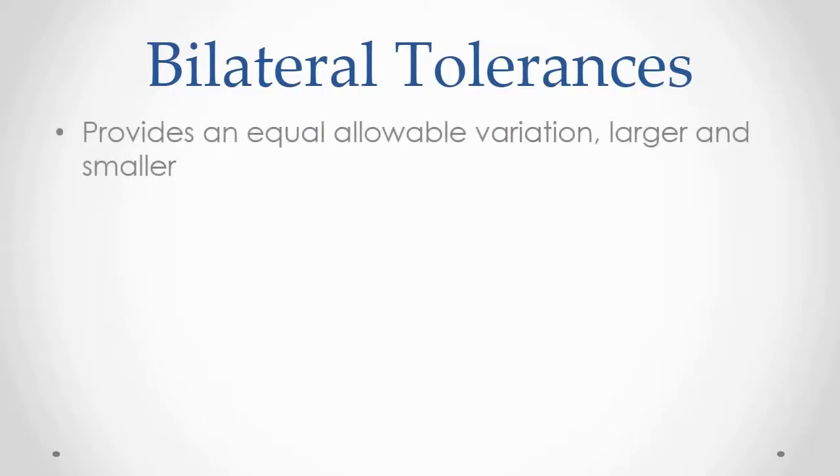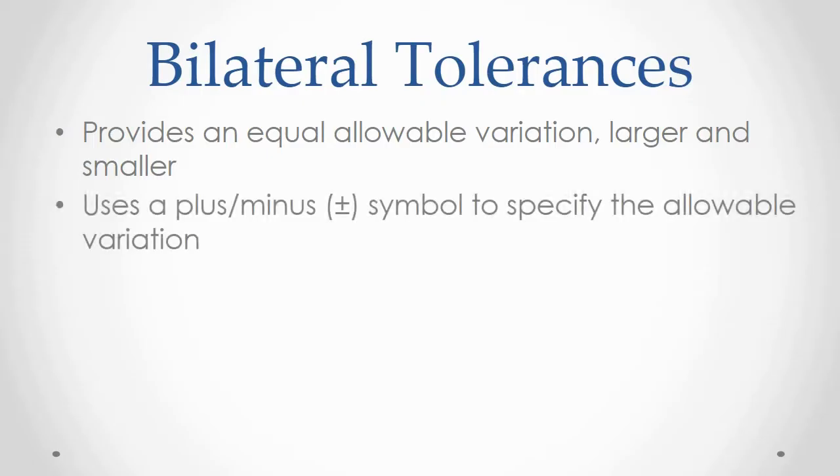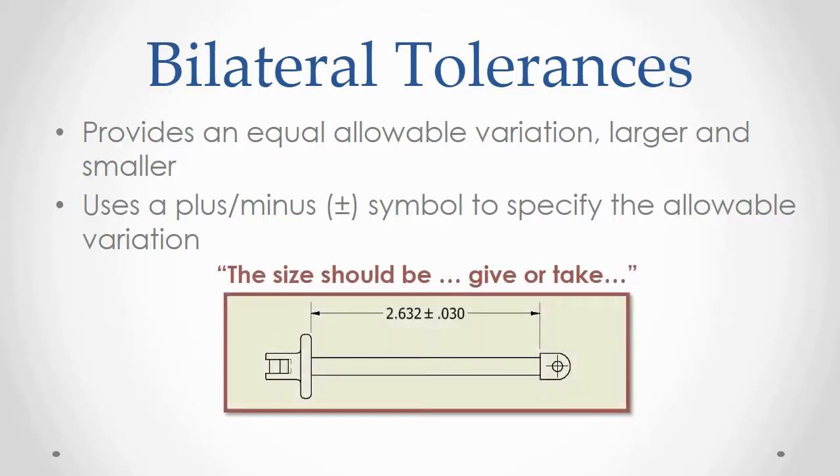A bilateral tolerance is a tolerance that is allowed to vary a certain amount in either direction. They use plus-minus notation to indicate that the dimension can go up or down by the specified amount. In this example, the dimension is 2.632 inches, give or take 0.03 of an inch. What is the tolerance of this dimension?